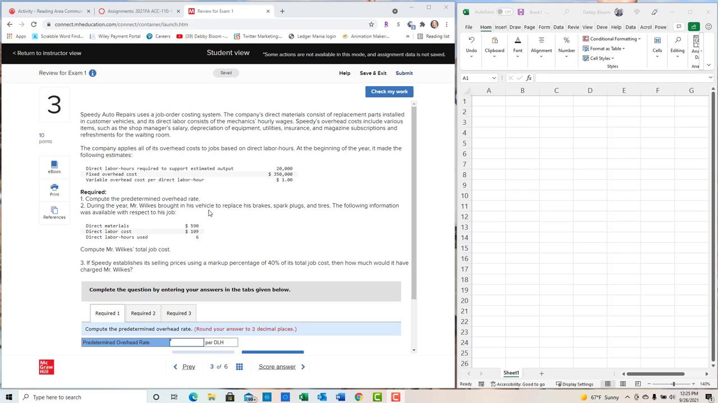direct labor hour. So, requirement 1, we're supposed to compute the predetermined overhead rate. Requirement 2, cost out one particular job. And requirement 3, calculate the selling price using a markup. So we learned in the previous problem for requirement 1 that the predetermined overhead rate is just the estimated overhead divided by the estimated base.